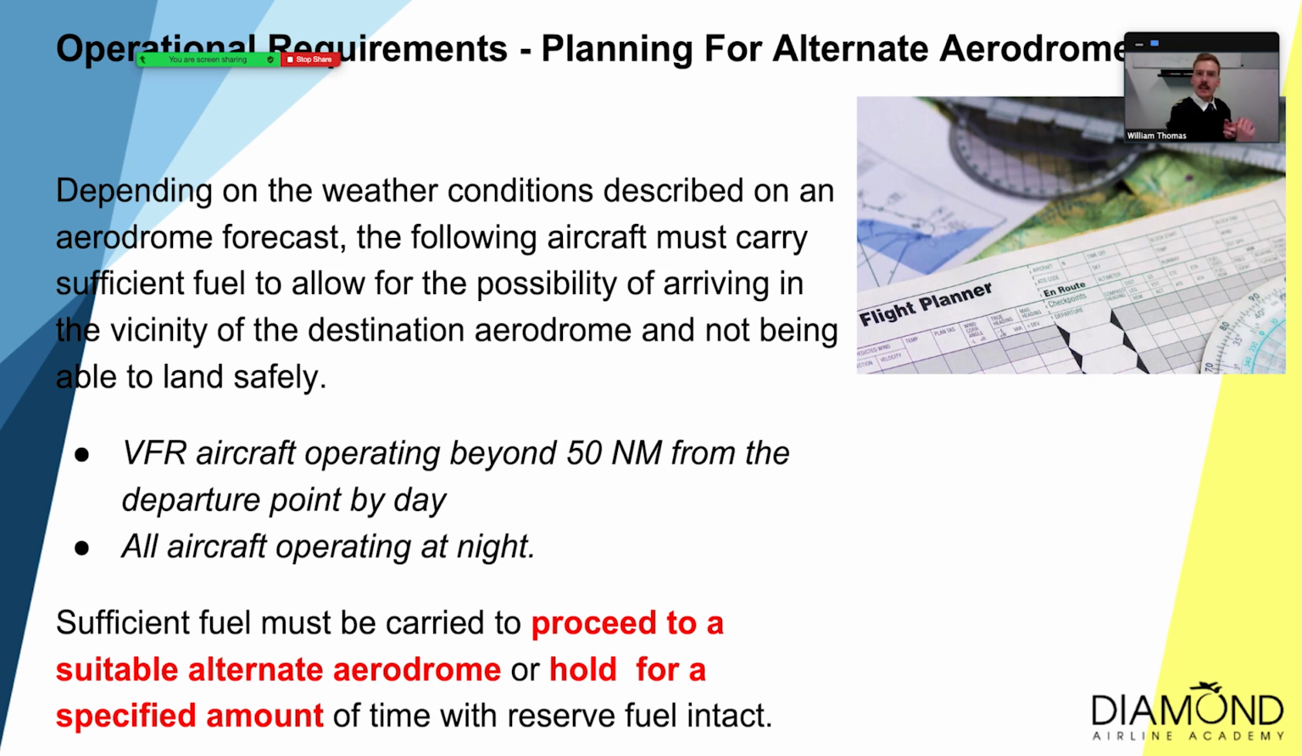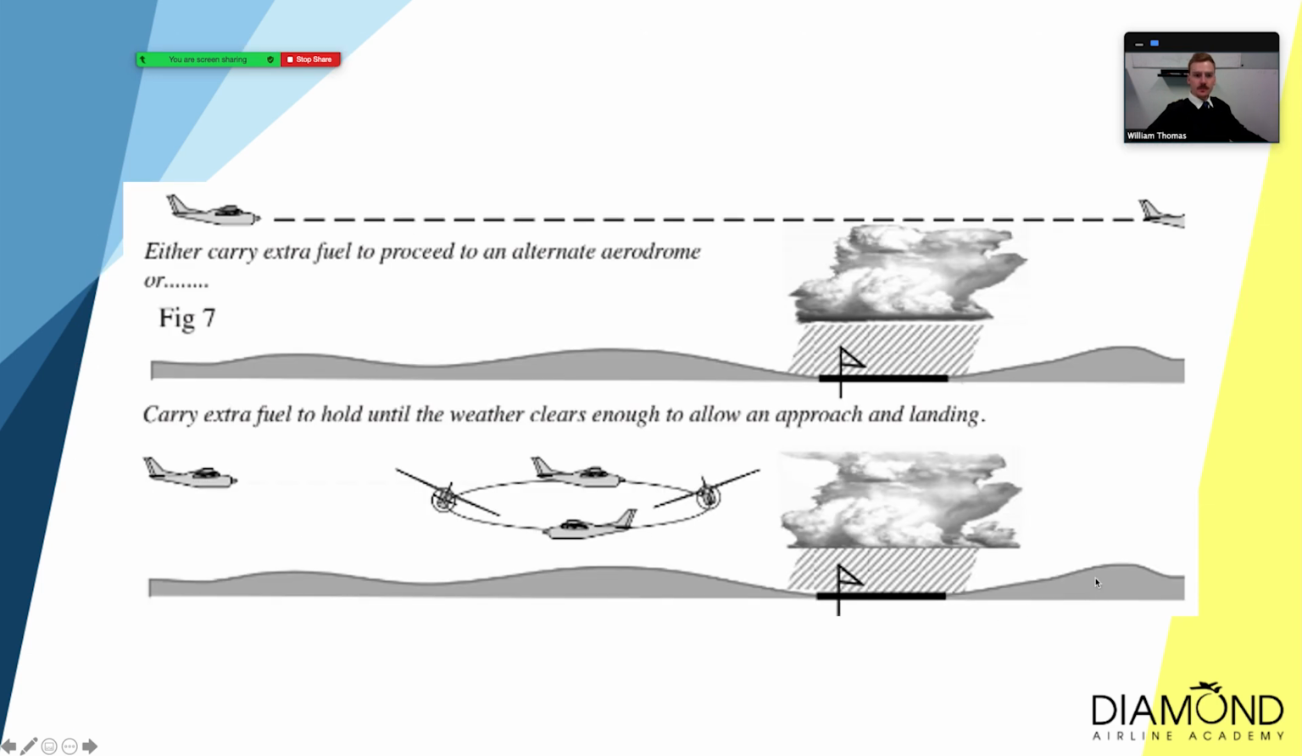At night, however, not the case. Even if we're just doing circuits, we would need to make provisions for an alternate if the weather's below our VFR alternate minimum. That means carrying sufficient fuel to proceed to a suitable alternate aerodrome or to hold for a specified amount of time with reserves intact. So this aircraft flying along to the destination, we find we maybe have some heavy rain over the destination. Pilot can then either choose to fly to the alternate aerodrome or hold until this weather passes.